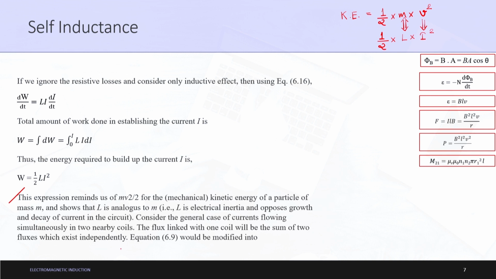Moving on. Now a little more discussion, and this is from this line. Consider the general case of currents flowing simultaneously in two nearby coils. So, let us say there are two coils.